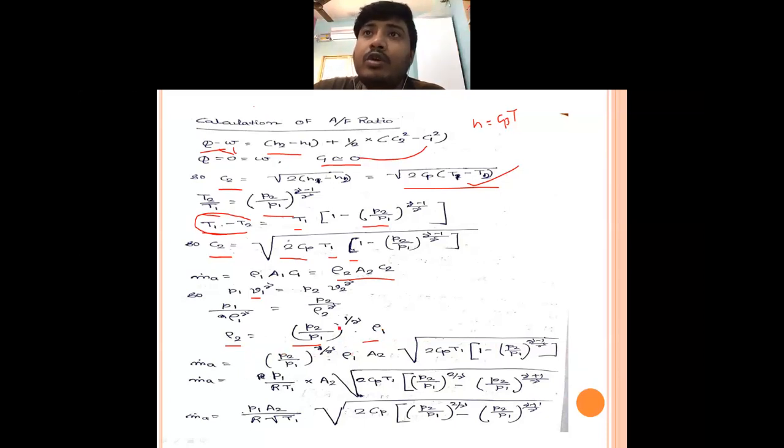So now we will put all the values of rho 2 and C2 in this equation. So M dot A will come as rho 2, that is P2 by P1 to the power 1 by gamma multiplied by rho 1, into A2 into C2, and C2 we have got the value like this. So we have put the value of rho 2.